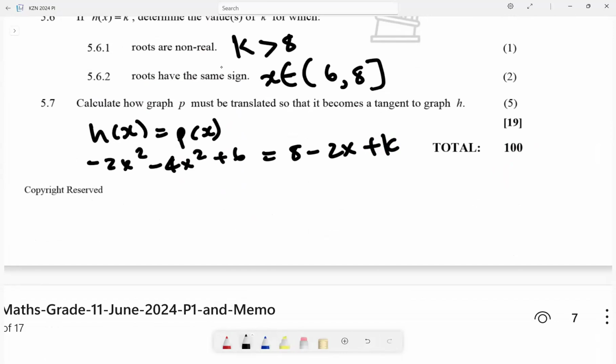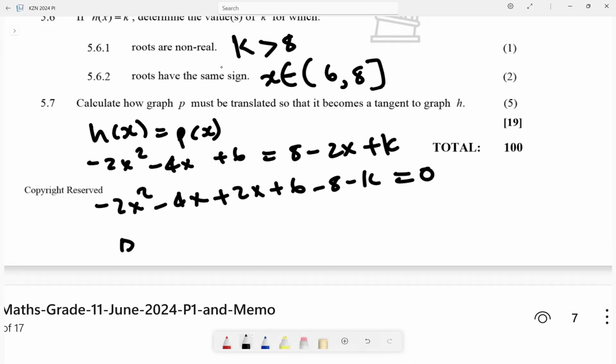So it will become negative 12 squared minus 4x. Then I take this to the other side, plus 2x, then plus 6 minus 8 minus k, equal to 0. Then I want to have my discriminant. Let me simplify this a little bit: negative 2x squared minus 2x minus 2 minus k. This is my a, this is my b, the whole part is my c.